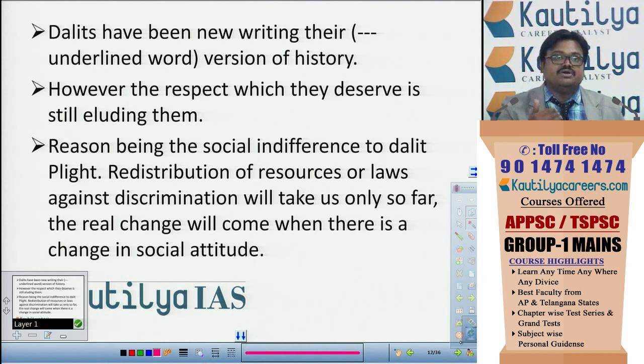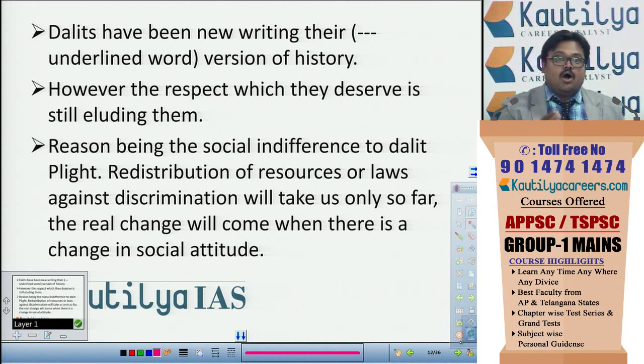Dalits are also contributing to the development of this country. So therefore every other community has to look at Dalits as equals. Our constitution talks about integrity and fraternity. The term fraternity was included by Ambedkar. Fraternity in a sense means brotherhood.